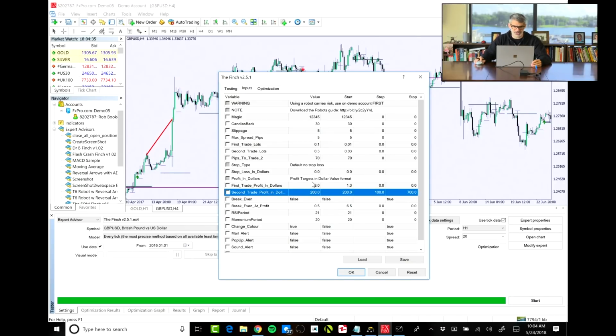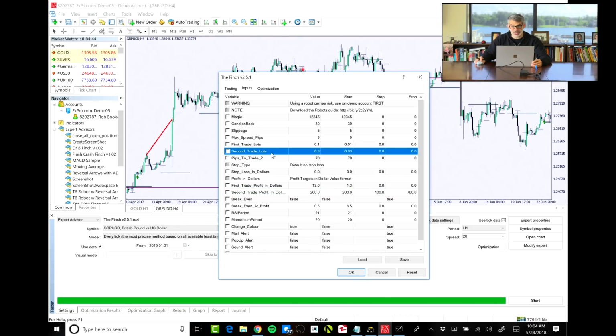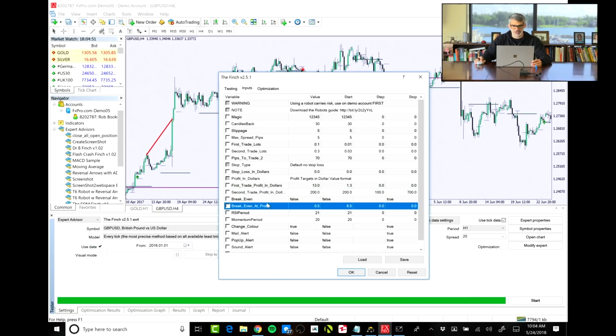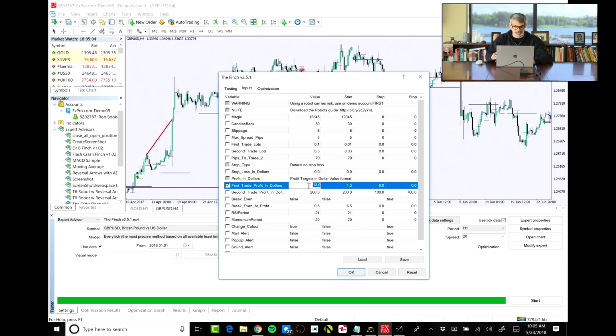In order to optimize in Metatrader, what we want to do is find the setting we want to optimize. I could optimize the size of the trades. I could play around with the profit target on the trades. I could play around with using a break even on the trades. And in today's conversation, what I'm going to do is play around first with the first trade profit target. So if only one trade is open in the Finch, I want to play around with the profit target.